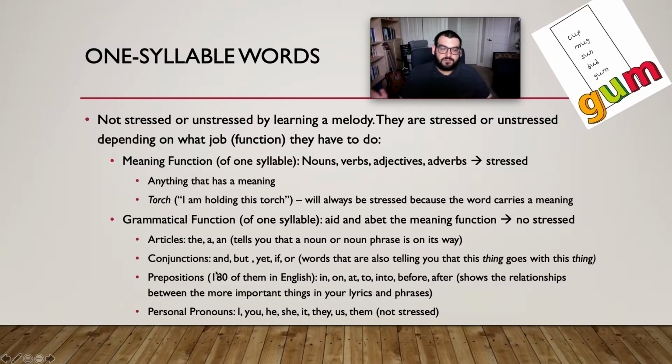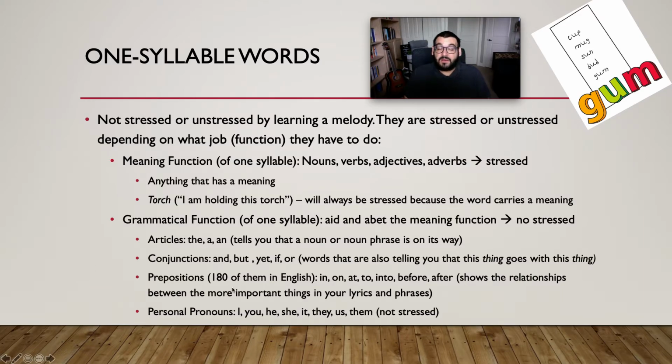Conjunctions: and, but, yet, if, or. These are words that are also telling you that this thing goes with this thing, right? The torch and the fire. Torch and fire are nouns. They have stressed syllables, and is not. Torch and fire. Torch and fire.